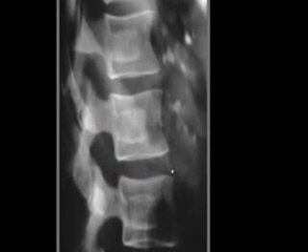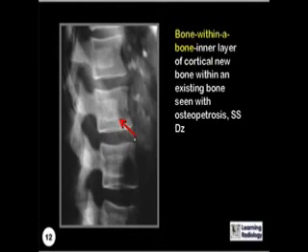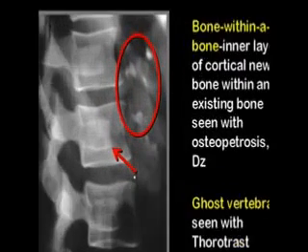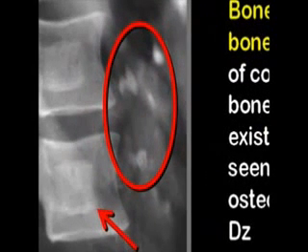What sign is demonstrated here? This is a bone within a bone, which is an inner layer of cortical new bone within an existing bone. It can be seen with osteopetrosis and sickle cell disease. In this case, these are ghost vertebrae, which are seen with thorotrast injections in childhood here. The red circle is demonstrating the dense, contrast-filled abdominal lymph nodes, which still contain the thorotrast.